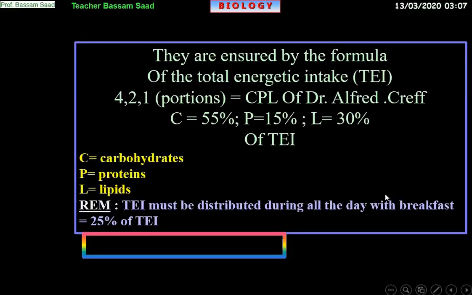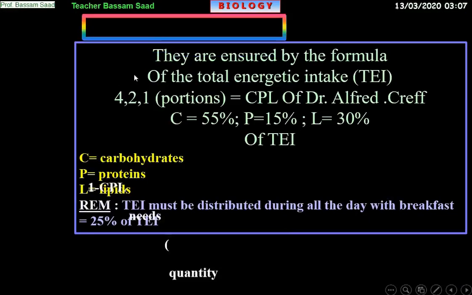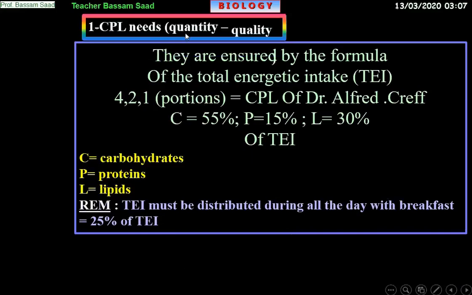So it is about the CPL formula or CPL needs, the relation between quantity and quality. They are ensured by the formula of total energetic intake. Total energetic intake is the total amount of energy needed by the individual. 55 to 15 to 30 portions equals CPL. This is the formula of Dr. Alfred Kraft. Okay, it says... can you translate, please?